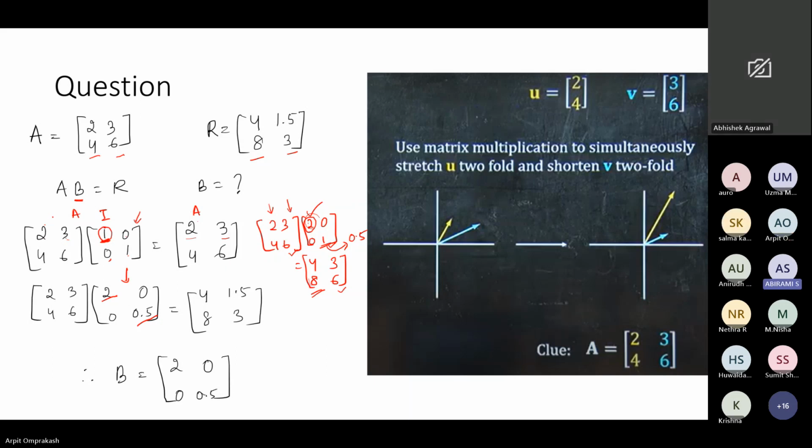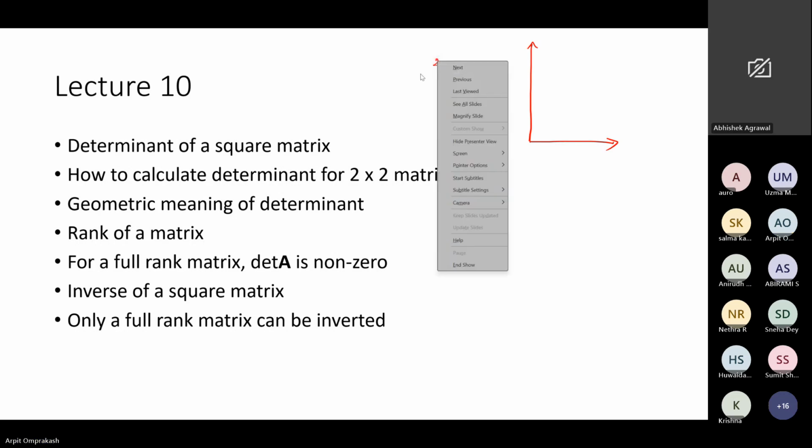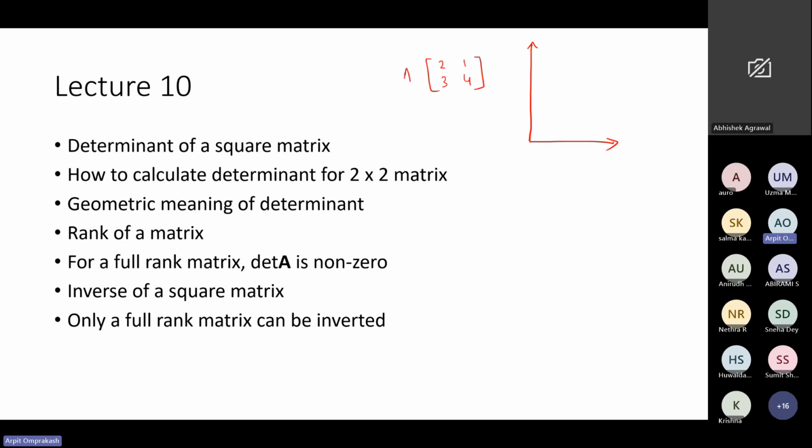Okay. So, in the third lecture, sir talks about the determinant of a matrix. Only square matrices have determinants. The determinant of a matrix basically gives you the area of a parallelogram under it. So let's say we have a two-dimensional matrix, 2x2. Let's say we have this matrix. We can take each of the columns to be vectors. So let's say this is vector U and this is vector V, and we plot them here. So vector U will be here, and vector V will be here.